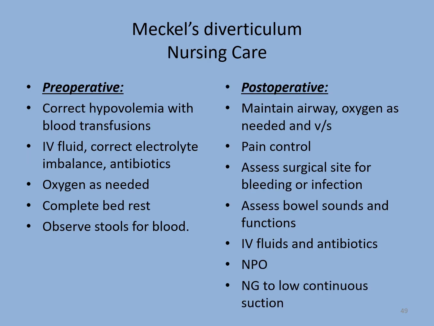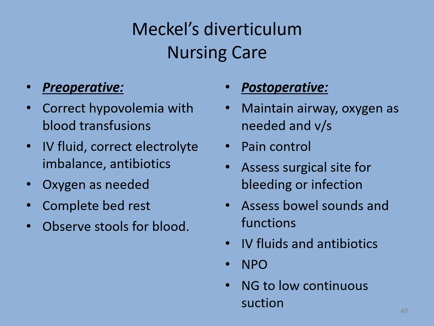Care for these children preoperatively: because of the bleeding rectally, it becomes not just blood in their poops, they're bleeding. They become hypovolemic, and so it needs to be corrected, and they might have to have transfusions, IVs. You might have to correct the electrolyte imbalance, and they'll always give them antibiotics. Anything to do with that area, they'll give antibiotics. Because they've been bleeding, they may need oxygen. Of course, they'll be on bed rest. And then you want to observe the stools for blood, maybe do a stool for occult blood.